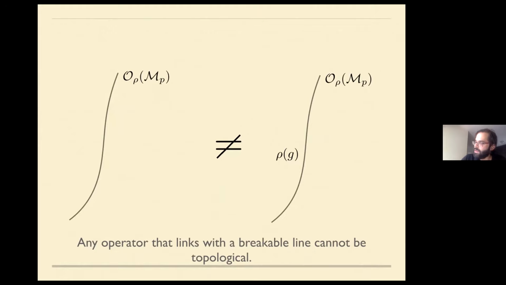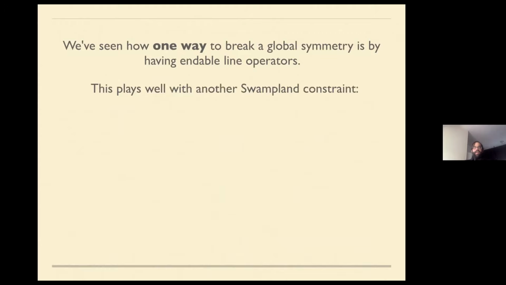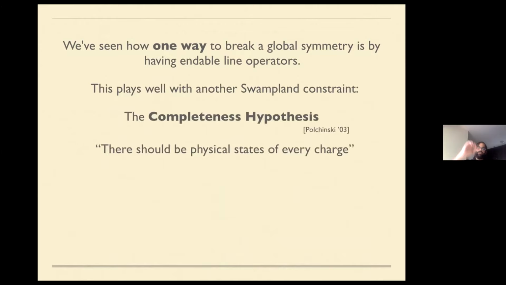Good. So we see how one way to break the global symmetry is by having these endable line operators. And that really plays well with another Swampland constraint, which I'm going to introduce now, which is the completeness hypothesis. The completeness hypothesis tells you, loosely speaking, that the spectrum of charge states should be complete. You should have states of every physical charge. And when you say it like that, it sounds like a pretty nice, well-defined thing. But then you start thinking, and it's a little bit more subtle. Say you have Maxwell theory, then maybe electric completeness tells you that you must have states of charge 1, 2, or 3. But if you just have a spectrum which has charges which are multiples of 3, can't you just redefine the charge so that it is 1? So it's not really very well defined.